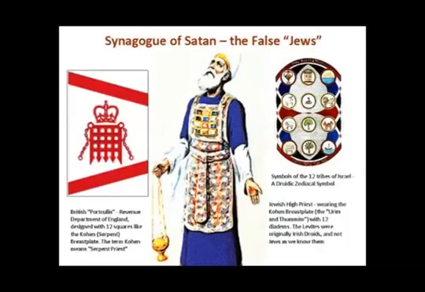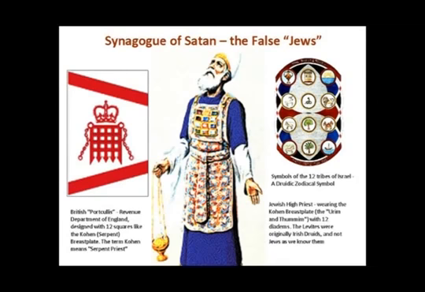The previous quotes spoke of the synagogue of Satan. They addressed the false Jews. On the left we see a symbol of the British portcullis. It's actually a symbol for the Revenue Department of England, and it's designed with 12 squares like a Cohen or serpent breastplate. Now the term Cohen means serpent priest, and for those who have never seen a Cohen breastplate before, the figure in the center there is wearing one.